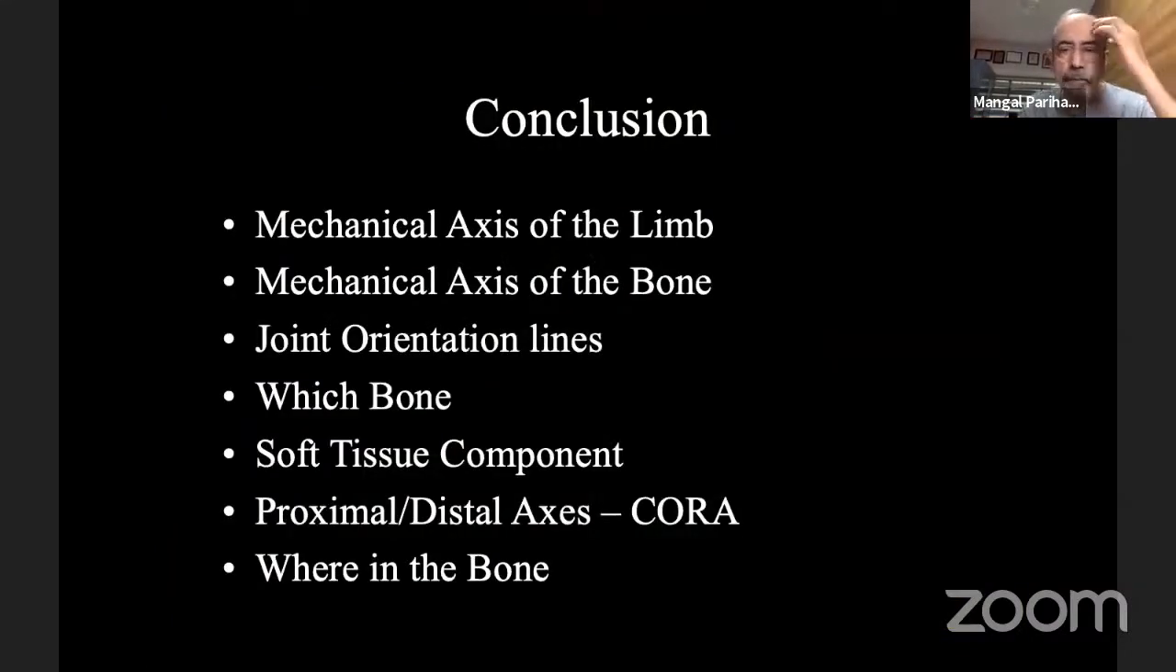In conclusion, we need to look at all of these things, even if it's a so-called simple HTO that we are doing: the mechanical axis of the bone, the mechanical axis of the limb, the joint orientation, especially of the knee but also of the hip and the ankle, which bone we are going to tackle, and what we are going to do about the soft tissue component. Use the principle of proximal and distal axes to find the CORA and confirm that the CORA is in the region where we are going to do the osteotomy, so that you can decide where in the bone you are going to do the osteotomy. Thank you.